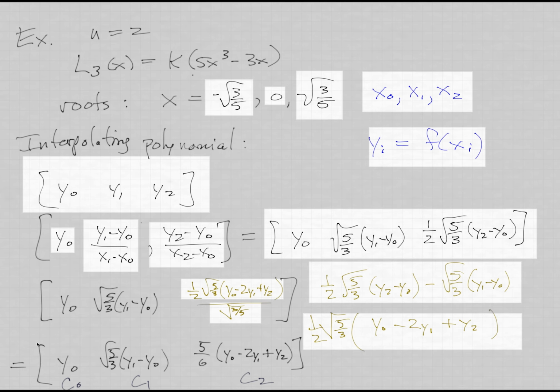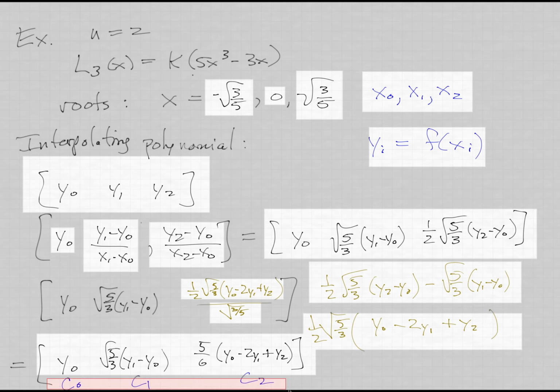Once again, I simplified everything, and it wasn't too bad in the end. It's y0 times radical 5/3 times y1 minus y0. This second thing simplifies a bit. We get rid of the radical. That's nice. We get 5/6 times y0 minus 2y1 plus y2. Okay, and those are the values of the coefficients, right?